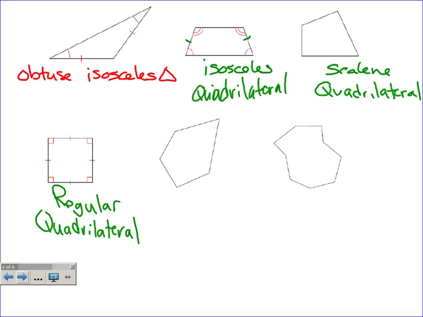How many sides does this thing have? 1, 2, 3, 4, 5. So what do we call it? Pentagon. We can say it's scalene, I guess. Scalene pentagon. We can also say it's convex if you really want. Maybe that's better than saying this. Convex polygon. Maybe these two should also be convex up here.